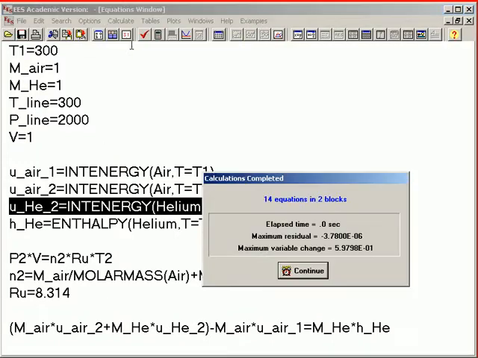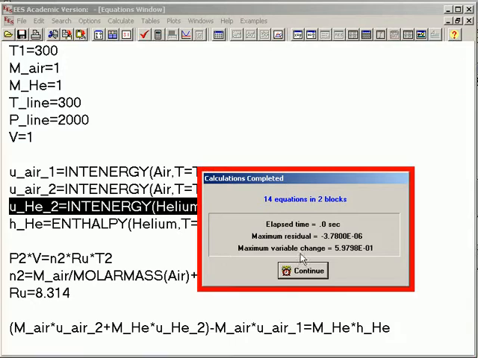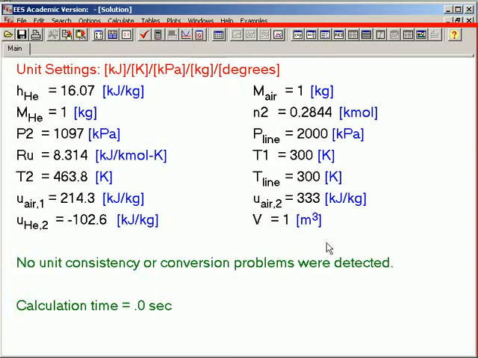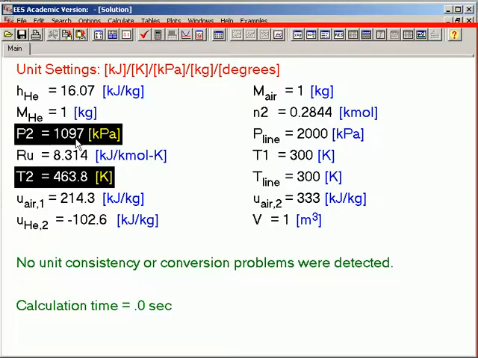If we go ahead and hit solve here, indeed we have a solution, and when we look at the solution, we see that the final temperature that it returns is 463.8 Kelvin, and in that same process we've solved for the final pressure P2.